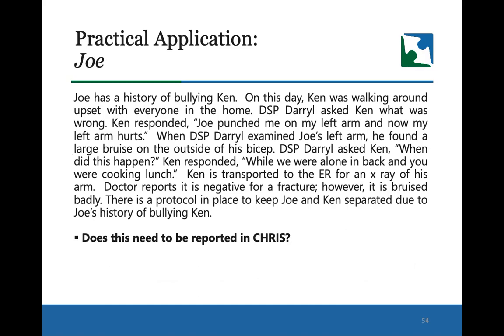So Joe has a history of bullying Ken. On this day, Ken was walking around upset with everyone in the home. Daryl, a staff person, asked Ken what was wrong, and Ken responded, "Joe punched me on my left arm, and now my left arm hurts." When Daryl examined Ken's left arm, he did find a large bruise on the outside of his bicep. DSP Daryl asked Ken, "When did this happen?" Ken responded, "While we were alone in back and you were cooking lunch."